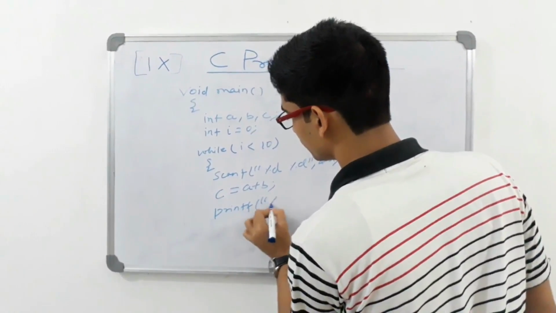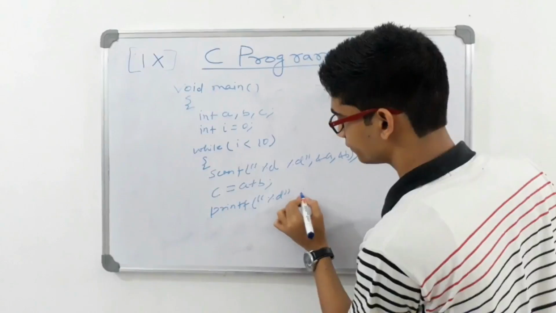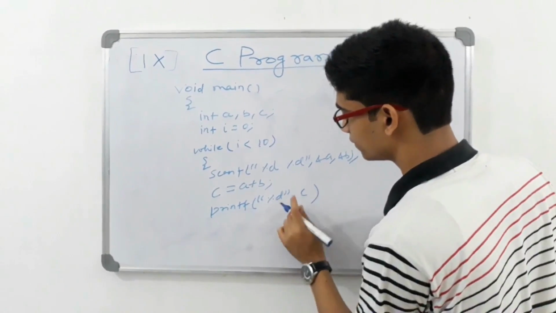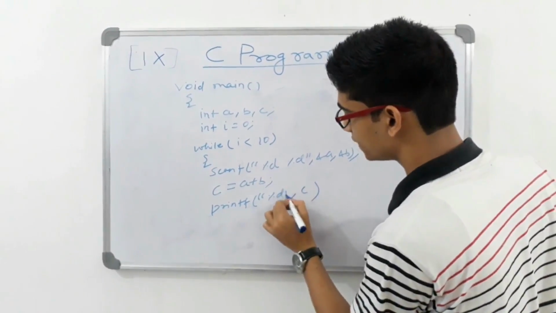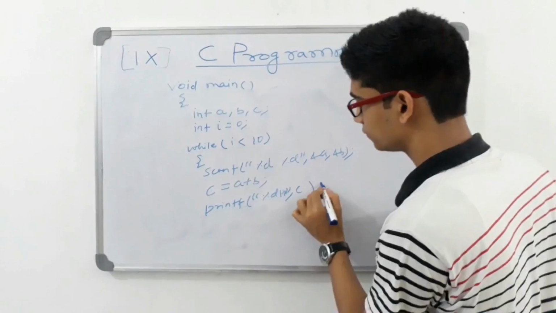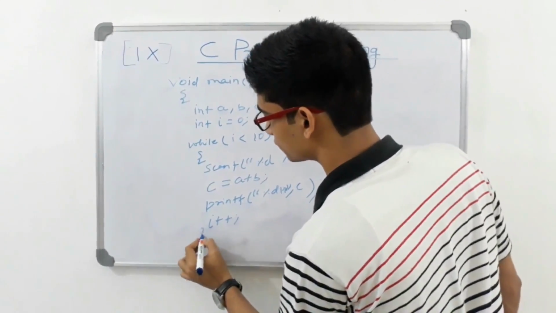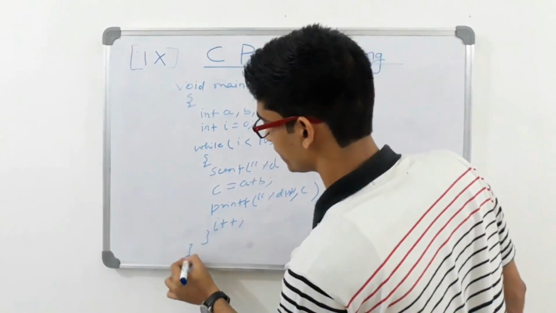and I write here i plus plus. printf percent d and then c. Let me provide a backslash n so that output is readable, and then i plus plus, closing the while loop and closing the main function.